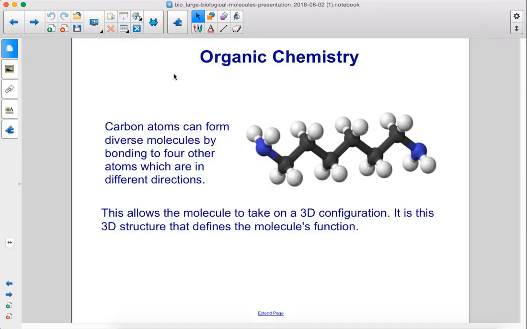Carbon atoms can form diverse molecules by bonding to 4 other atoms which are in different directions. This allows the molecule to take on a 3D configuration. It is this 3D structure that defines the molecule's function.